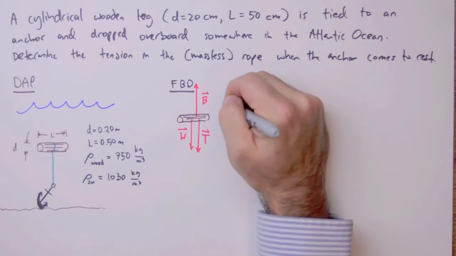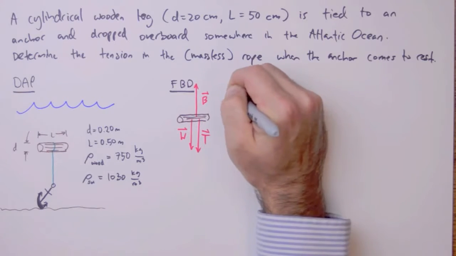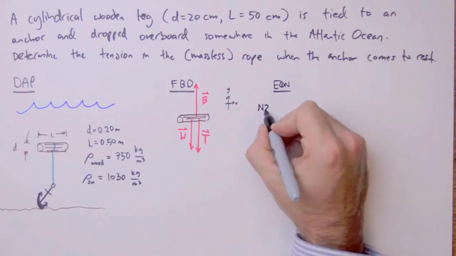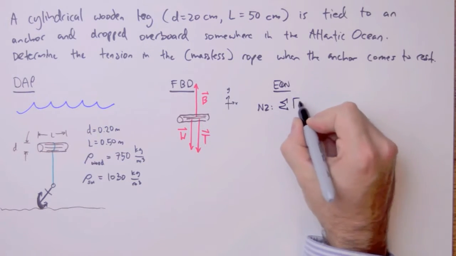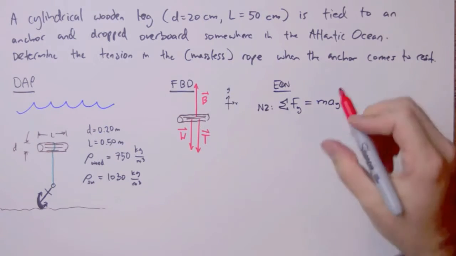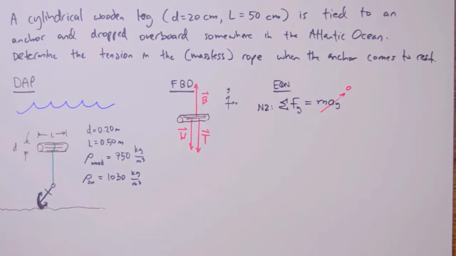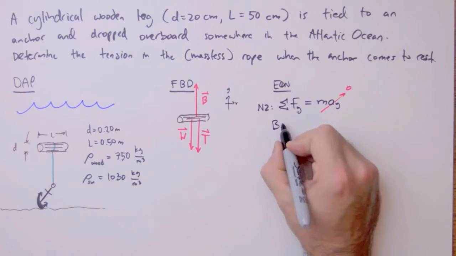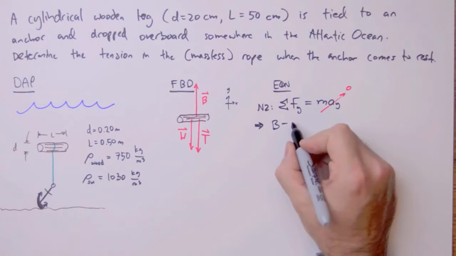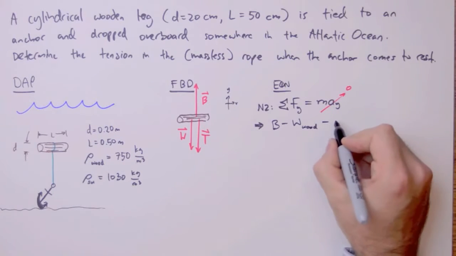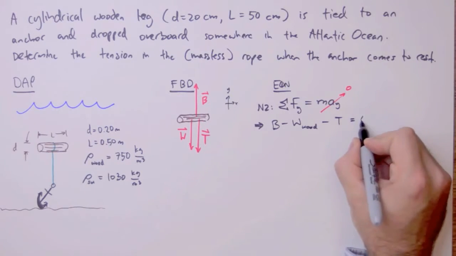And I always like to indicate a coordinate system. So here's my coordinate system. Now we apply Newton's second law. We're only going to use the y direction. And since it's not accelerating, we can set this to 0. And so we sum the forces. In the positive y direction we have B, the buoyant force. And in the negative y direction we have W, the weight of the log, I'll just write it as the weight of the wood, and T, the tension in the rope. That's all equal to 0.